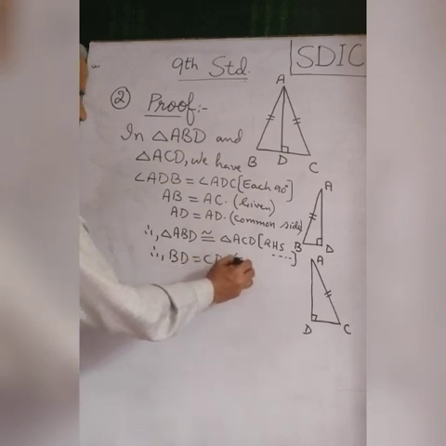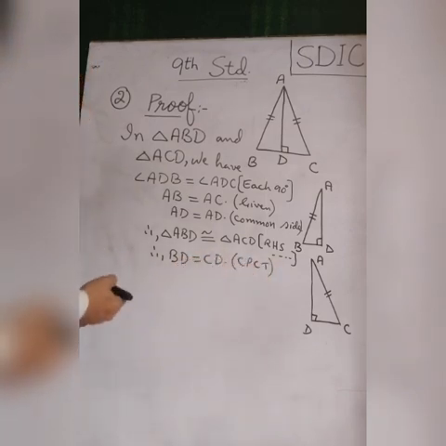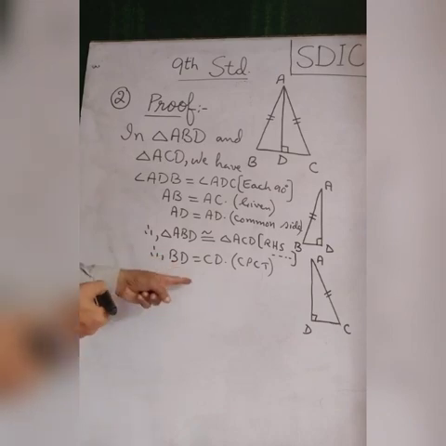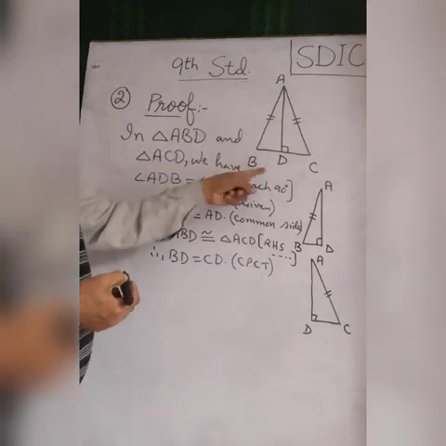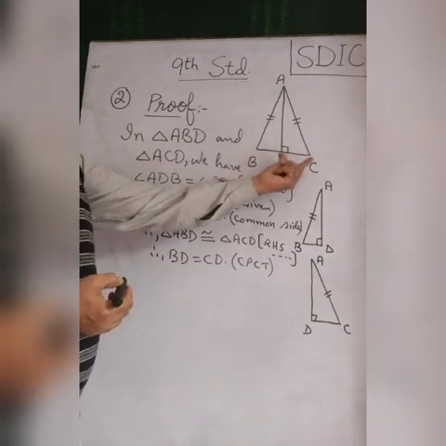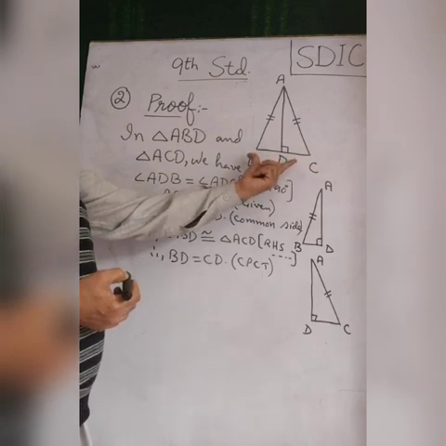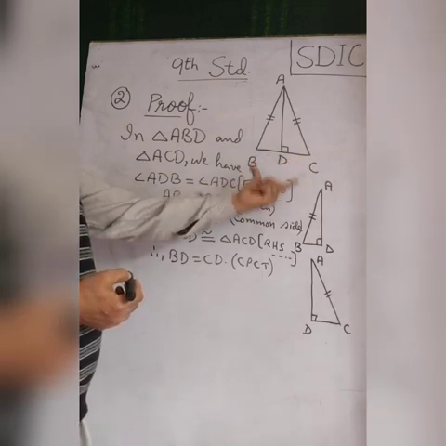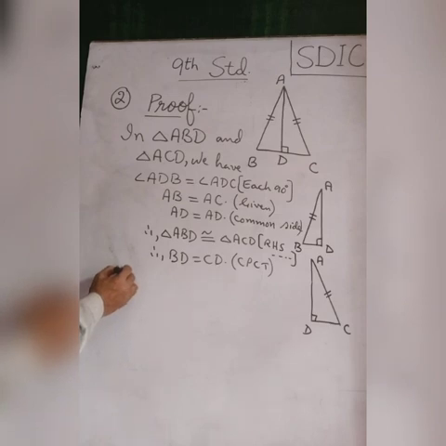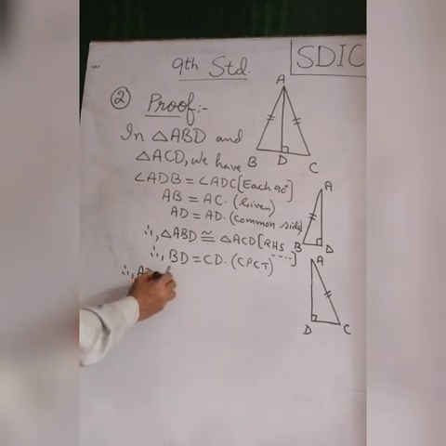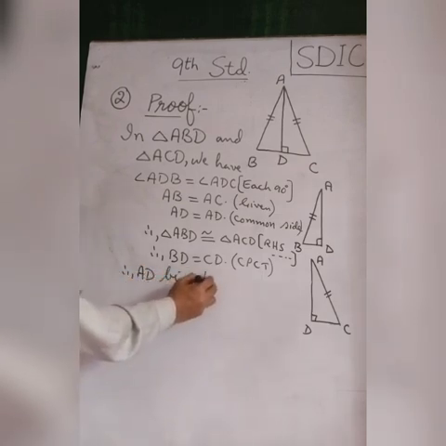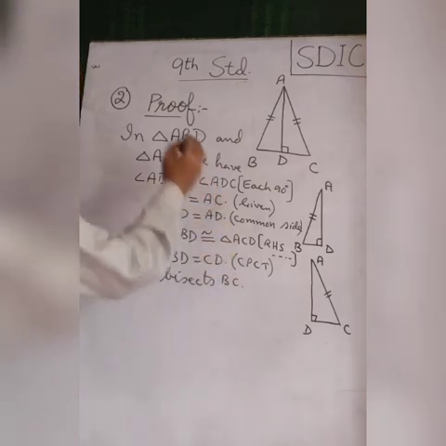CPCT. Which will mean that AD bisects BC, because BD equal to CD. Two parts of BC therefore are equal. Means BC is bisected. So we can write therefore AD bisects BC. That was the first part of the proof.